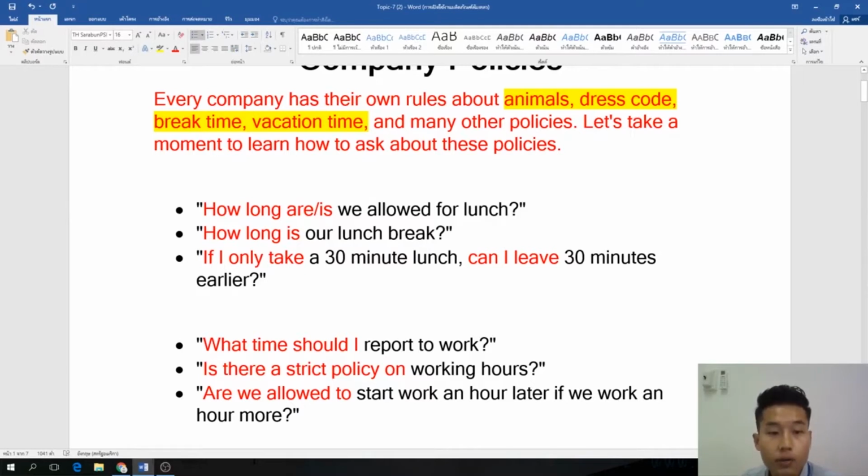Okay, how long are we allowed for lunch? It means how long here. How long are we allowed for lunch? It means how long we can take the time. Okay, how long can we take the time for lunch? 30 minutes, 45 minutes, 1 hour. How long is our lunch break? Lunch break means the time you have lunch, the time you take a rest, the time you do nothing, the time you take your personal time, that we call lunch break.